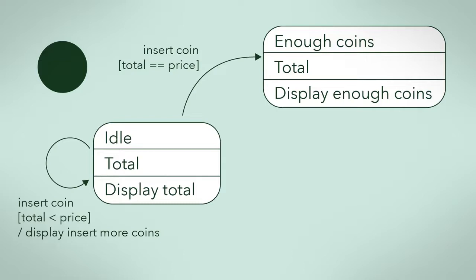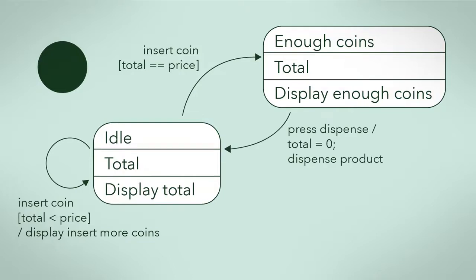When in the enough coin state, we have enough payment, so if someone presses the dispense button, the vending machine should release one of the product. We'll express this situation with the transition arrow from the enough coin state back to idle, and label this transition with the event press dispense and action total equals 0, dispense product.